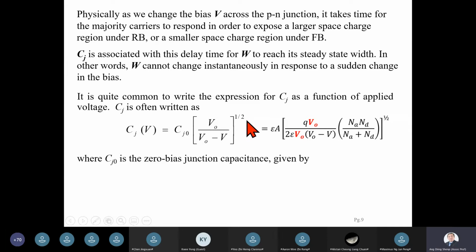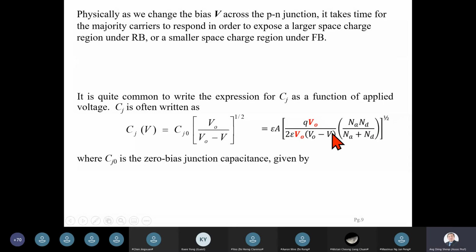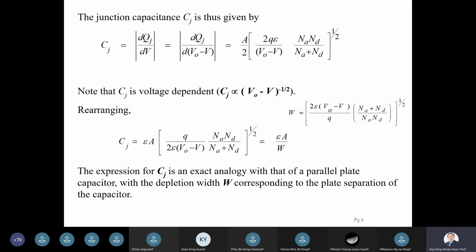It is sometimes more convenient if we express CJ in terms of CJ naught. So what is CJ naught? CJ naught is the junction capacitance at zero bias, or in other words, at VA equals 0. How is this possible? If you ignore the square root V naught term, the expression that you see is the junction capacitance expression we derived earlier, which is here.